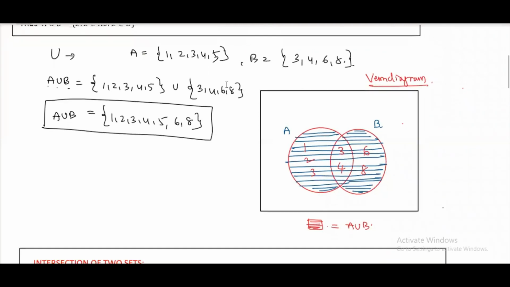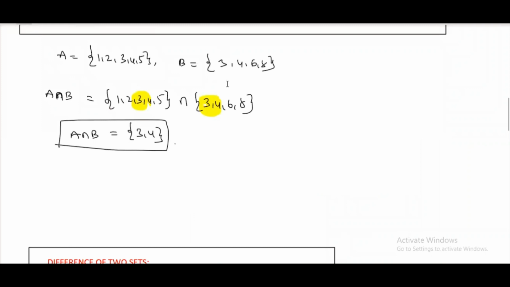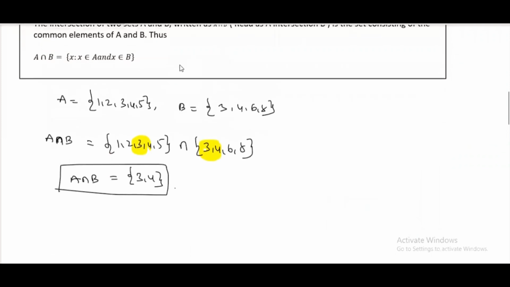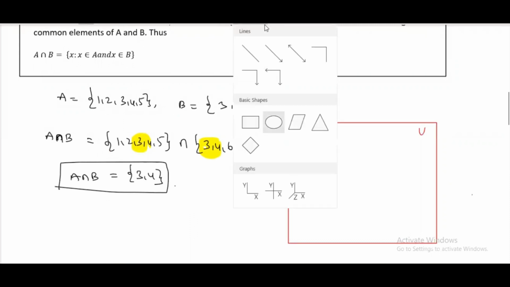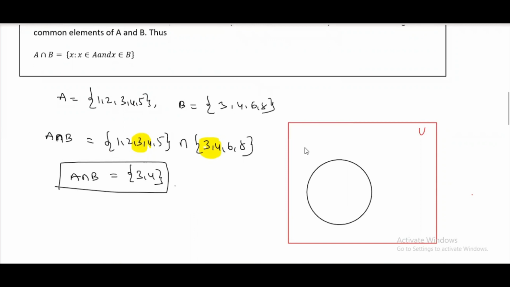So for A intersection B, how do we draw the Venn diagram? Let's see, this is a universal set, and we have two sets A and B. Let's represent them with circles. Another one, set B, is like this. So this is A, this is B. A intersection B means this part, which is the common elements in both.